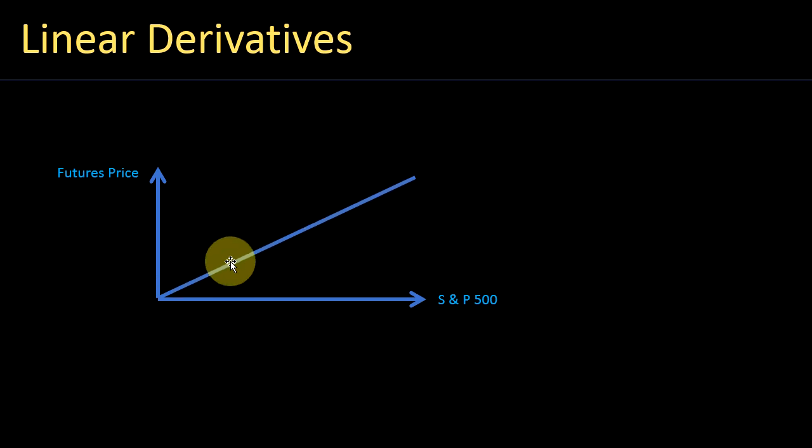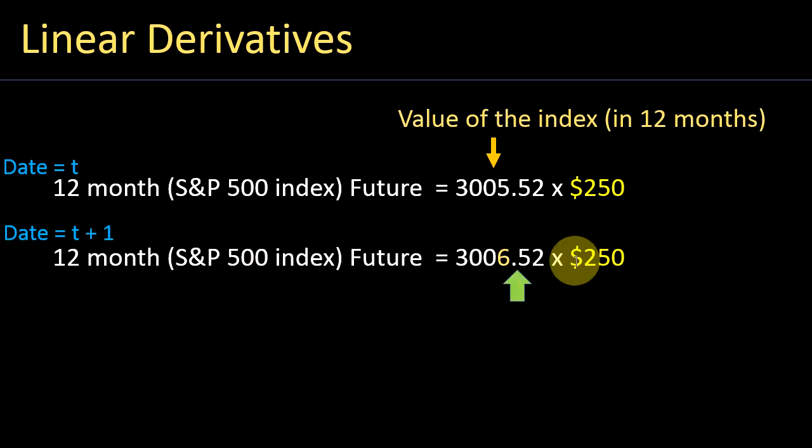In other words, the delta, the change in the futures price over the change in the S&P 500, is a constant, and the constant is $250. So that's what we are saying. When the index changes, the futures price is going to change. The ratio between the two changes is a constant of $250. So in that case, we call it a linear derivative.